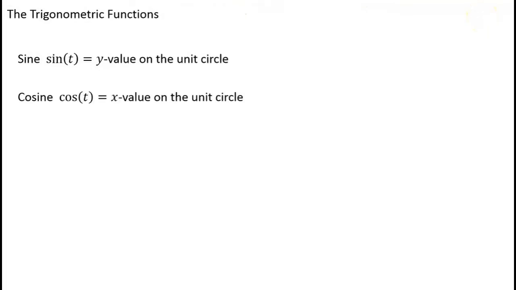What else? Cosine. Cosine of t, abbreviated cos, and I read that cosine of t, not cos times t, equals the x value on the unit circle. Tangent of t, we note that as tan of t. This is the function notation, and it is defined to be the y value over the x value on the unit circle, but it is important that x is not equal to 0. If x is equal to 0, you get undefined as your answer.